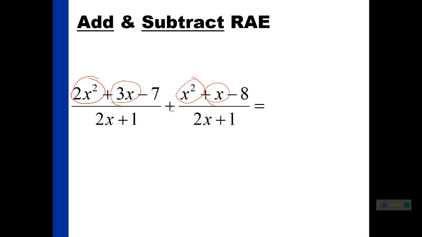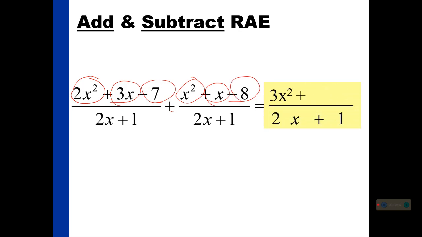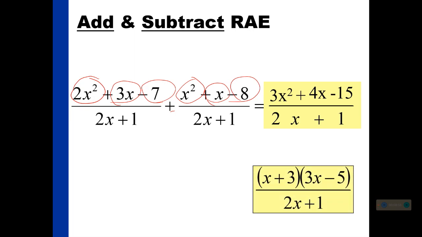Then, you are going to add the constants. We have negative 7 plus negative 8. And then, copy the denominator. Next, you're going to try if the numerator is factorable. So, yes, that is factorable, and you can factor it out as (x plus 3) times (3x minus 5) all over the common denominator 2x plus 1. Okay? So, therefore, this will be the sum of our given rational algebraic expressions.